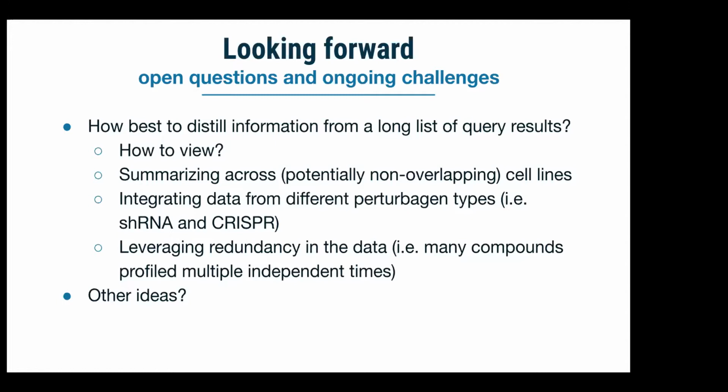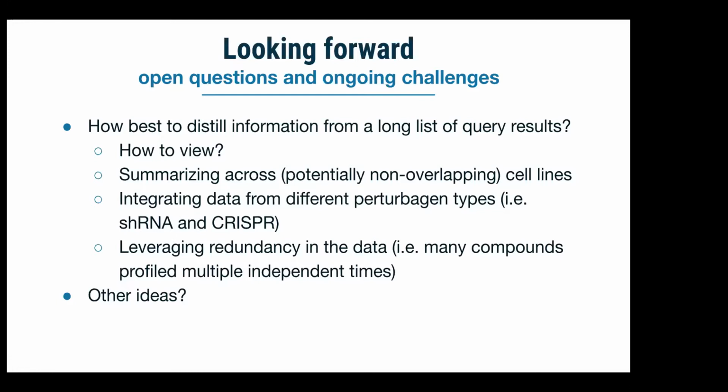So I want to give some time for questions at the end, but just looking forward, there are some things that are still open challenges and things that we're thinking about and would love input from the community on. And perhaps the biggest of which is how do we distill information from this long list of query results? So now we've expanded the data set about threefold, so this problem has only gotten worse, I think. But when you run a query, you get a long list of results. And we showed some examples today where the answer is very clear. There's a very strong mechanism right at the top. But in many cases, that doesn't always play out so cleanly.